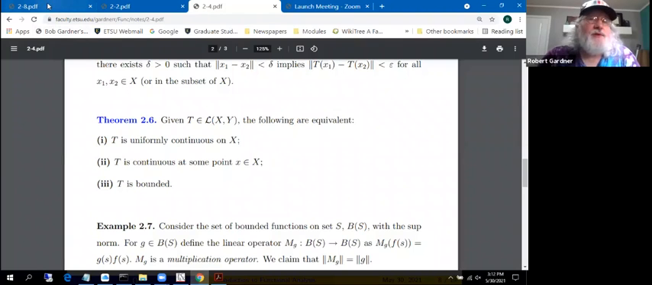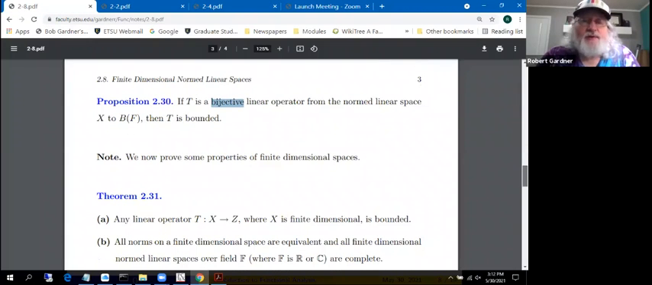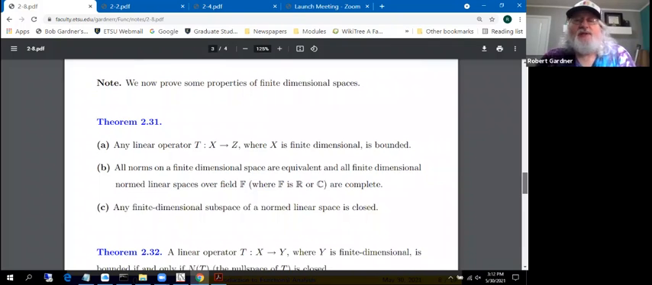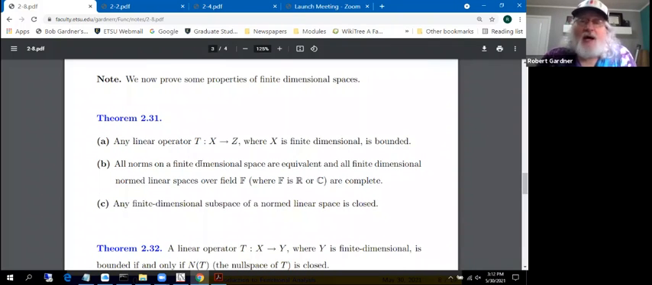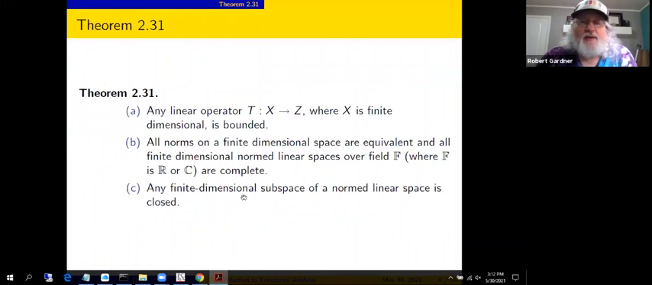And the last result that I want to do in this video, not the last result of the section, gives us some properties of finite dimensional spaces and operators on finite dimensional spaces. So let's go through a proof of that and a reading of the statement. It says any linear operator T mapping X to Z, where X is finite dimensional, is bounded. We had dealt with something along these lines earlier. We've definitely shown that for B of F, right? And we said this is the reason that you don't talk about bounded operators in sophomore linear algebra. So we'll go through a proof of that.